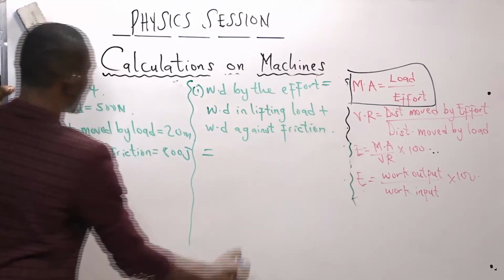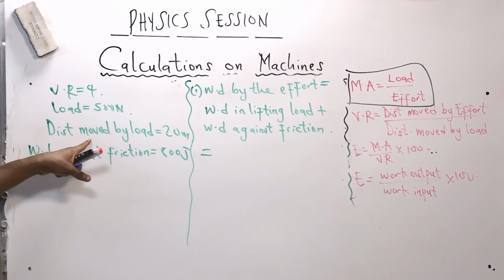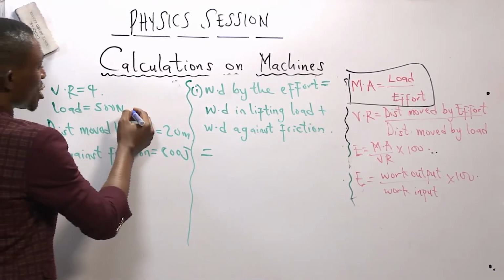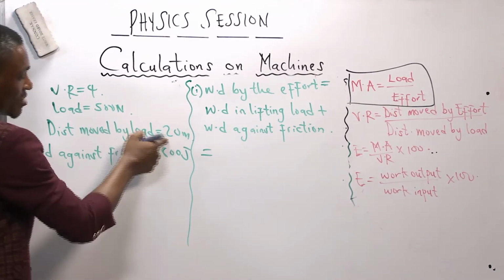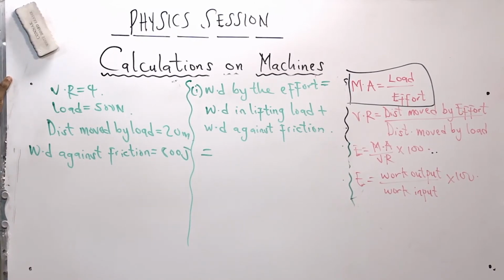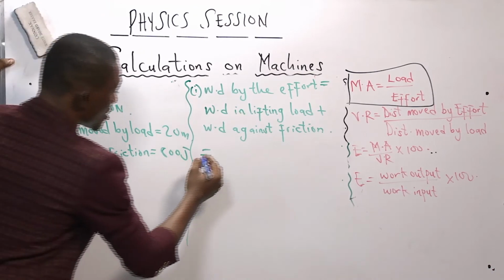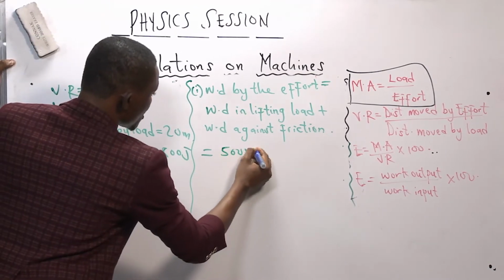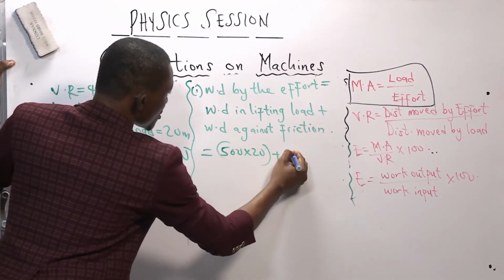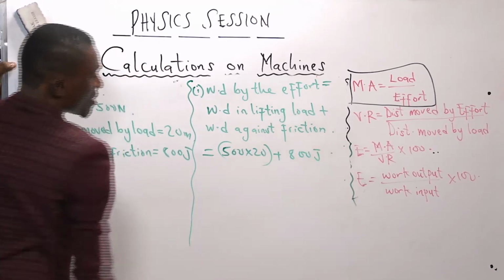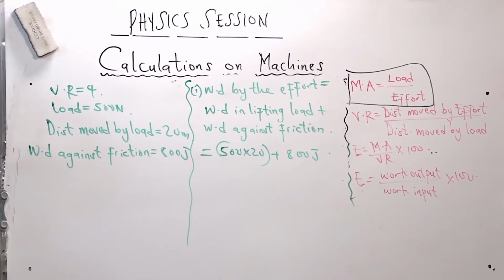So the work done in lifting the load will be what? It will be the load, 500 Newton times 20, right? Yes, because we said that work done is equal to force times distance. So that's going to give us 500 times 20 plus 800 joules, because the work done against friction was given as 800 joules.